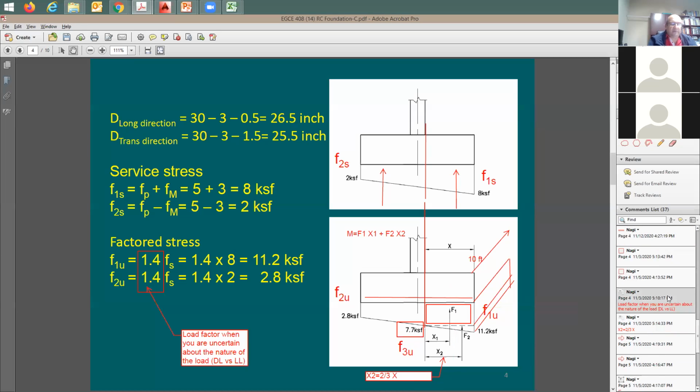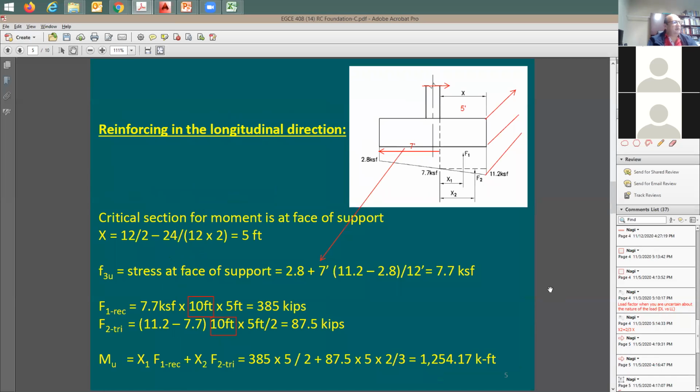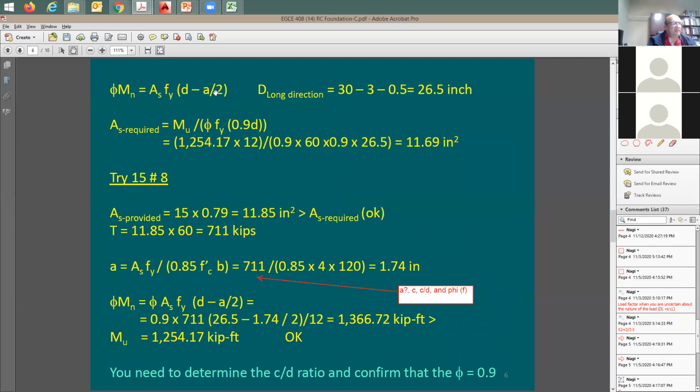Just to make it easier on you, I'm going to find the force due to this rectangular distribution and due to this triangular distribution. Find F1 and F2. Then find X1, which is 1/2 of X, and X2, which is going to be 2/3 of this X. And then find the moment at the face of the column. Once you do this, here's the moment at the face of the column. I have here 1254. Now I can use this to design the reinforcing.